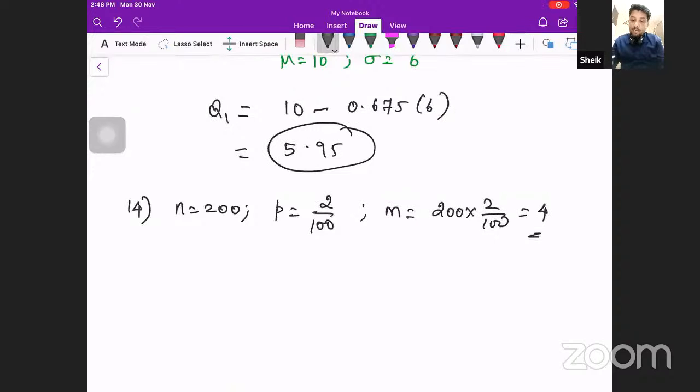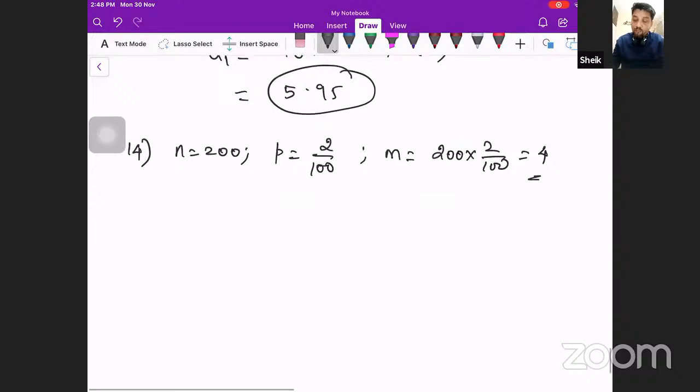Yes, m can be directly taken, my dear. In the bracket it is given as e power minus something, and that is our value of m. So our value of m is equal to 4.